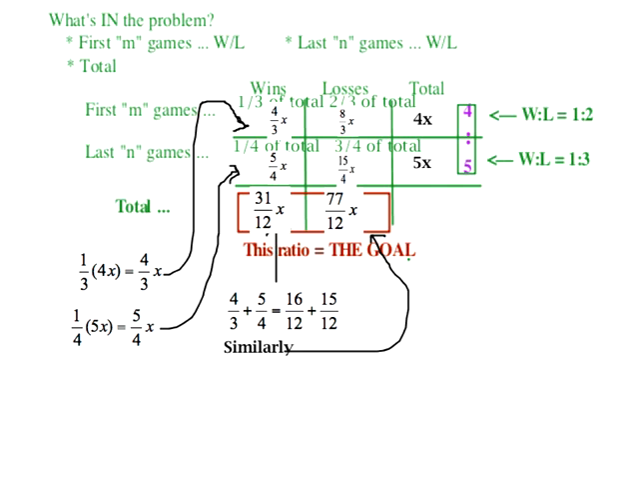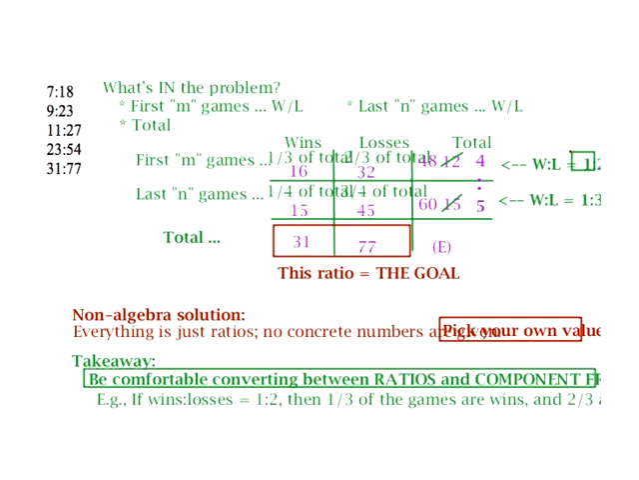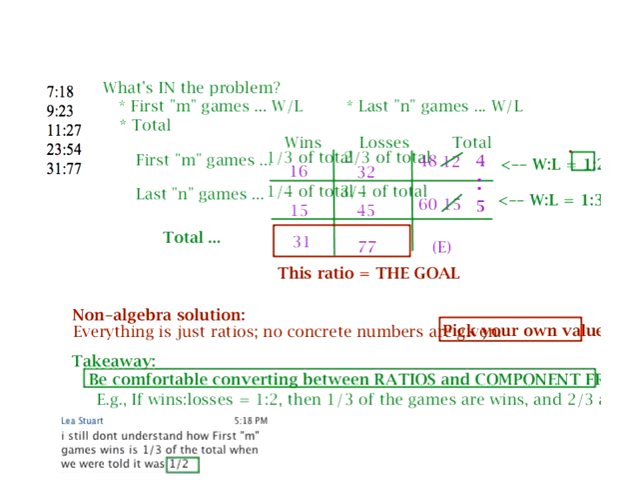I still don't understand how first. We're not told that it's a half. This is a ratio. Make sure you don't. This is what we talked about in the previous thing, right? Make sure you can convert between ratios and component fractions. So this is a ratio of 1 to 2. It's not 1/2 of the total. It's a 1 to 2 ratio.